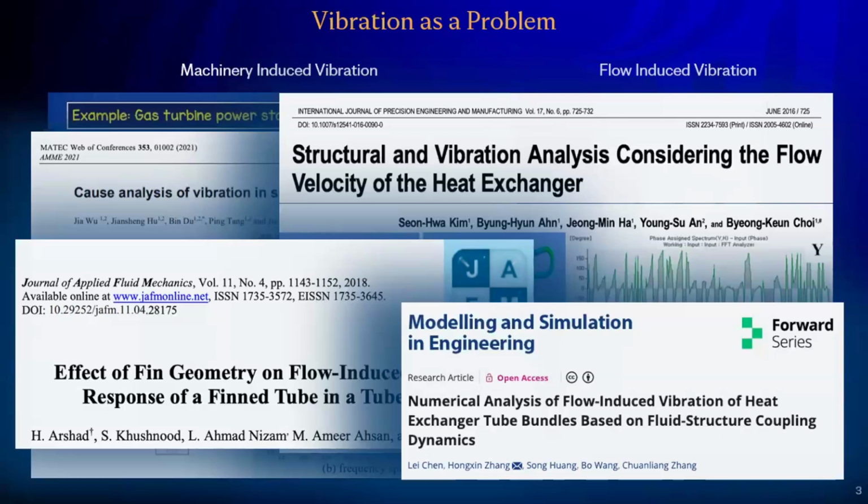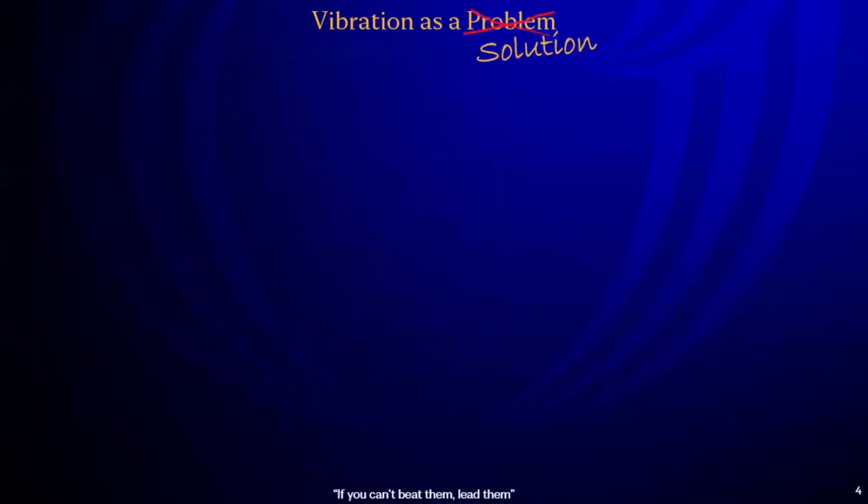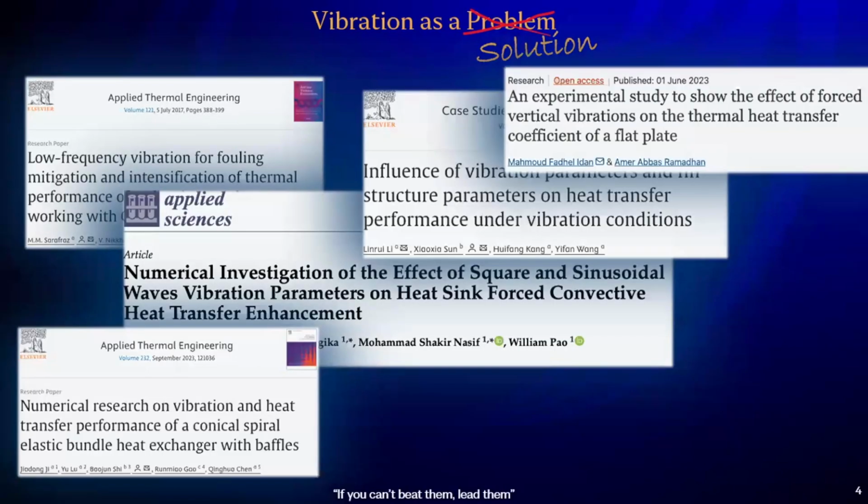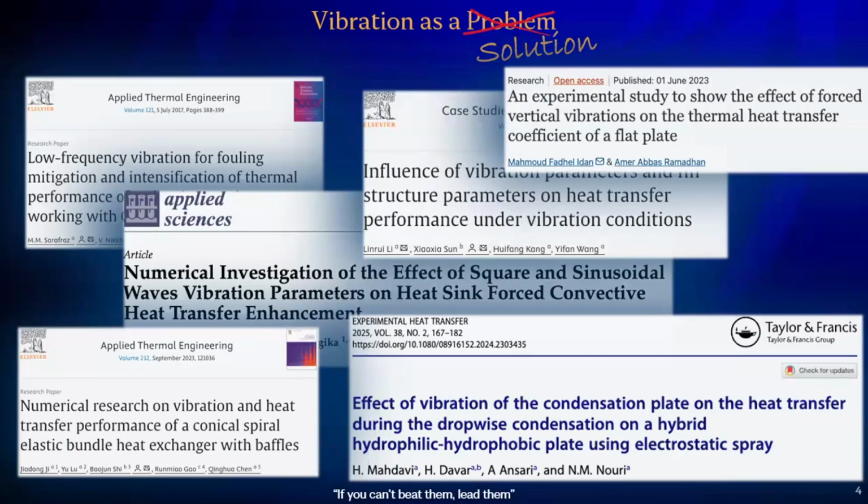But recently, about 5 years ago, some scientists started to think: what if we try to harness this vibration? What if vibration is not the problem, but a solution? And then the hype train basically departed. So many papers. We can attach our heat exchanger to something and shake it, and it will improve the heat efficiency, or prevent fouling, or do some other crazy things. Well, all of this is great.